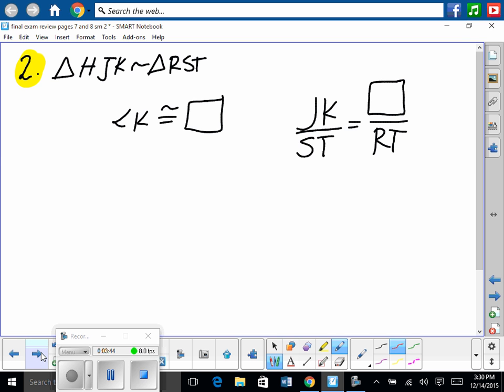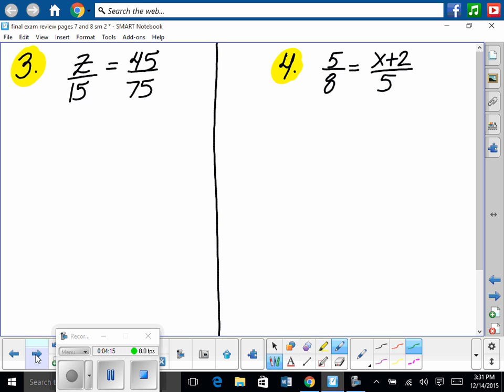Okay, so let's finish these congruent statements on page number 8. They're really as easy as the other ones. So triangle HJK is similar to triangle RST. So angle K better be to angle T. And then JK, so JK over ST, which makes sense, those are the corresponding sides, is equal to what over RT? So RT. Well, RT is the same as HK, so it's got to be HK. Just use your congruent statement and finish it off.